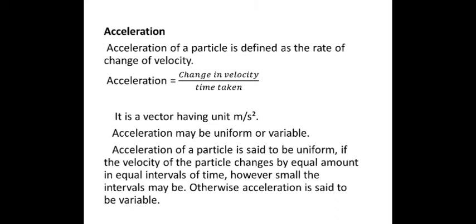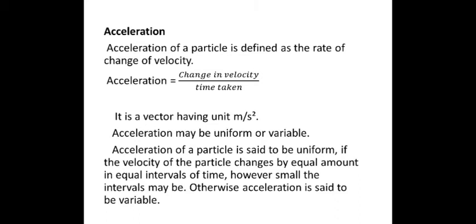And this acceleration may be uniform or variable, uniform or non-uniform. Acceleration of a particle is said to be uniform if the velocity of the particle changes by equal amounts in equal intervals of time, however small the intervals may be.